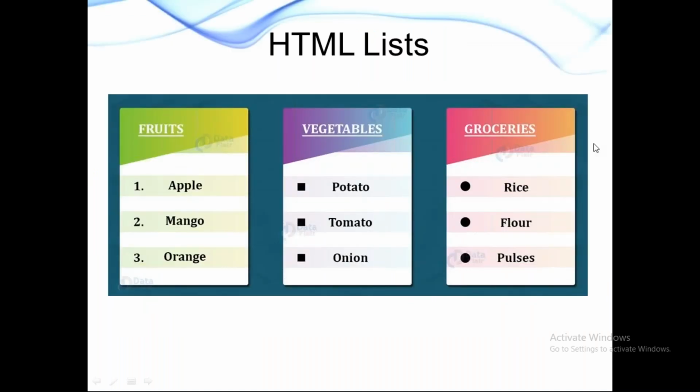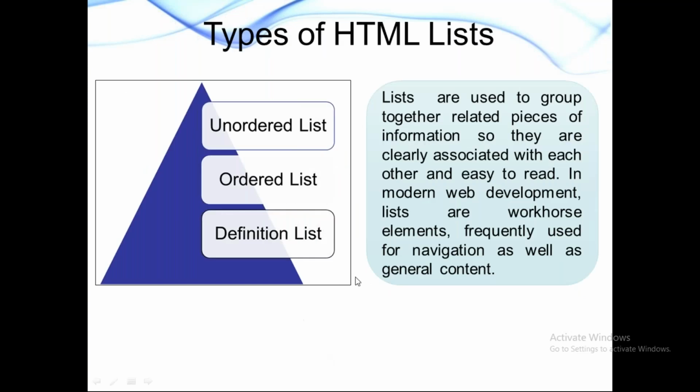So HTML. When you want to display some information in a list, an example I can give you is, let's say you're designing a website and you're selling some products. You want to specify all the products in a particular category in a list format. You can make use of the HTML list. You have three types of lists: ordered list, unordered list, and definition list.